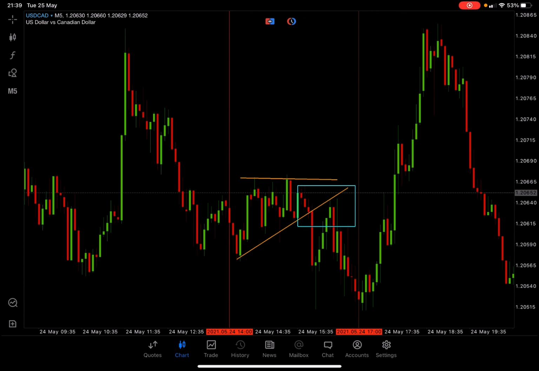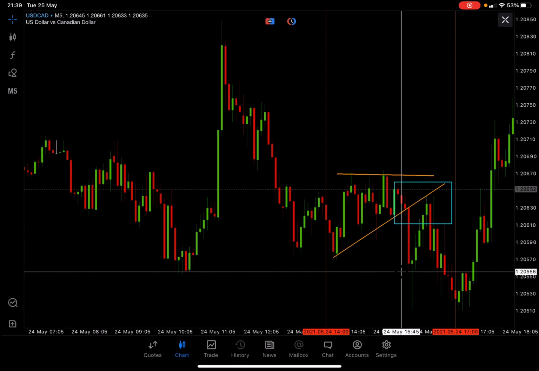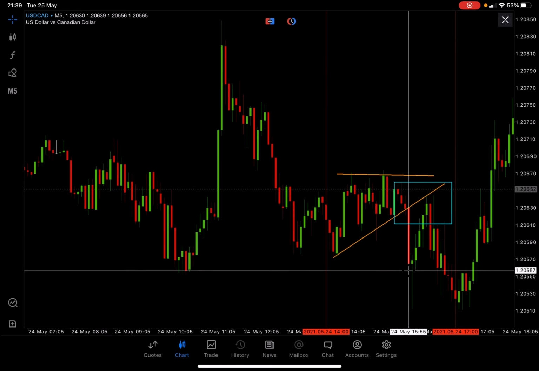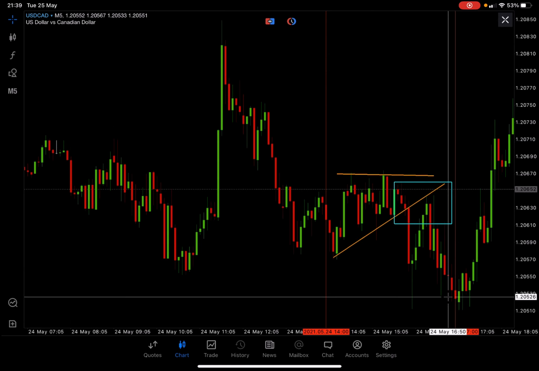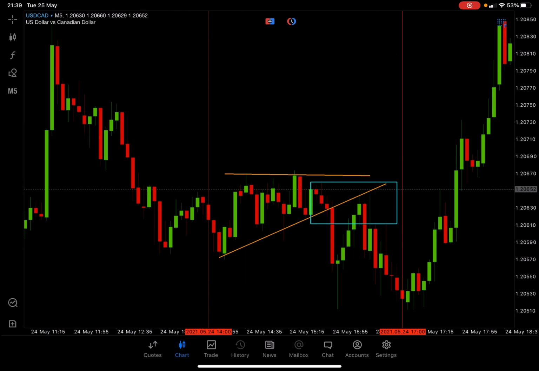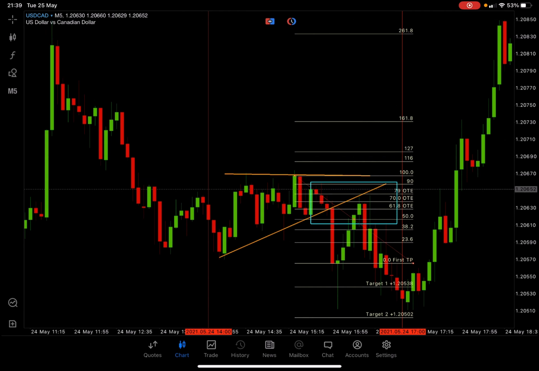Day before was again a wedge pattern situation. So as you can see here, we had a tight wedge broke, retested, and then downwards we went. Did we get an optimal trade entry on that one? Let's just see. There you go. Nice optimal trade entry on that one.